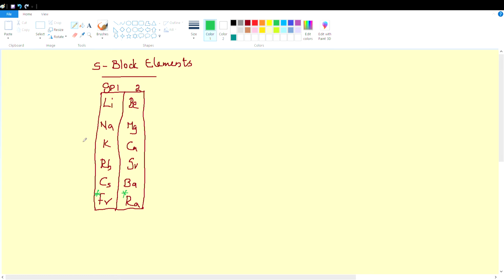Lithium family. Each group is known by the first member. This Group 1 is also known as the lithium family. Group 2 is also known as the beryllium family.